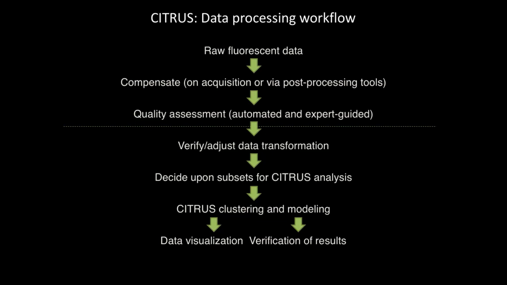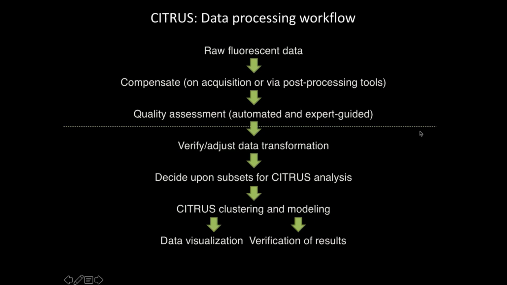Before I show you our results, I'd like to discuss our workflow. We take our raw flow cytometry fluorescence data and apply compensation either on acquisition or using a post-analysis compensation platform. Mostly we use compensation on acquisition because we also sort the cells. We do some quality assessment using both automated tools and expert guided analysis, and then at this point the data is transferred to Cytobank. That line indicates Cytobank position.